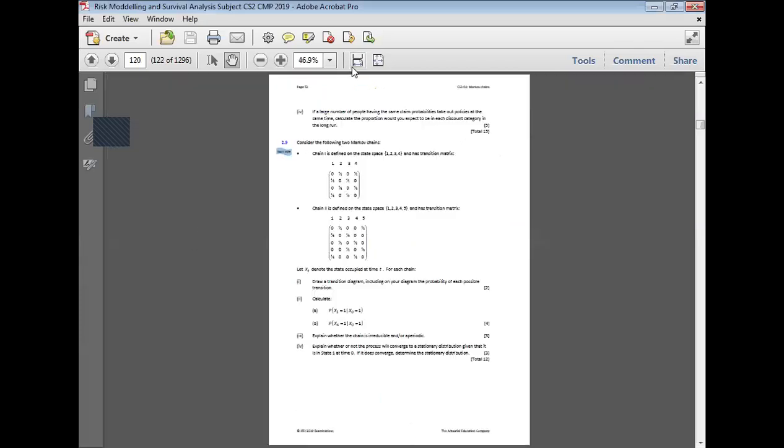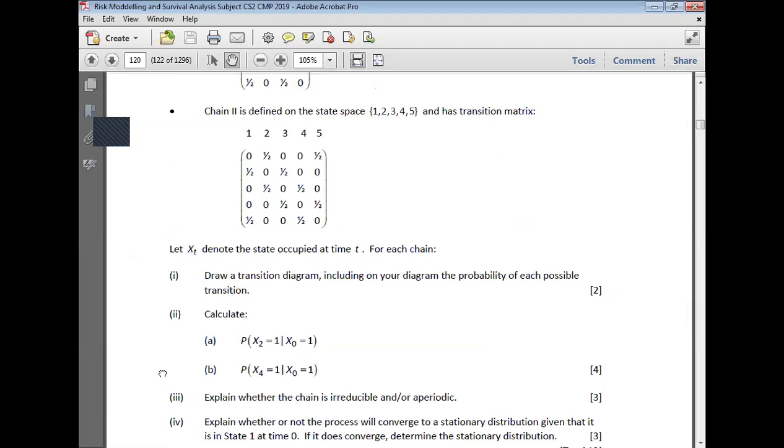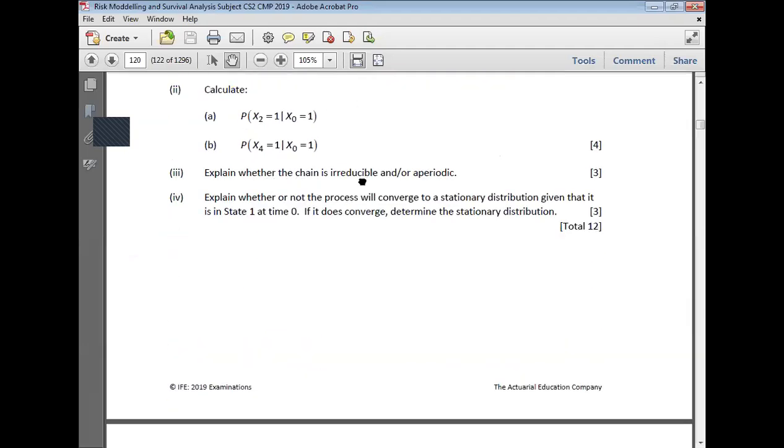So now that we have figured it out, we can clearly see that the chain is reducible and the chain is not aperiodic. So the chain is periodic. Now, what is the 4th question? I think this is a very interesting question. What do you guys think? Explain whether or not the process will converge to a stationary distribution, given that it is in state 1 at time 0. If it does converge, determine the stationary distribution.